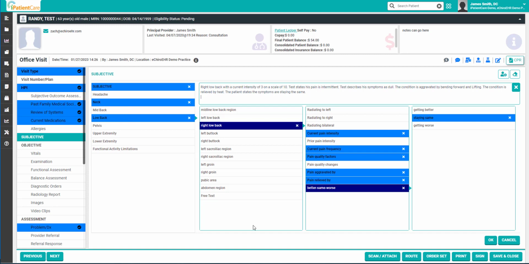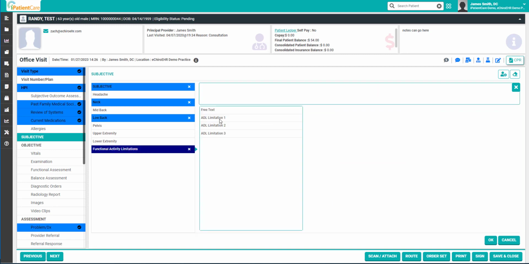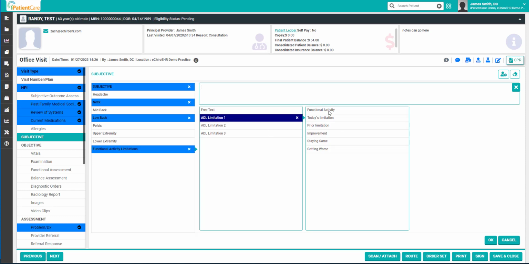And then finally, to complete the documentation from a musculoskeletal perspective, is to move on down to the functional activity limitations. Now, this is just as important as documenting the pain and all those other factors regarding pain and where it's located, but also then what are the particular activities that are limited because of that. And so this is where we would document those functional activity limitations.